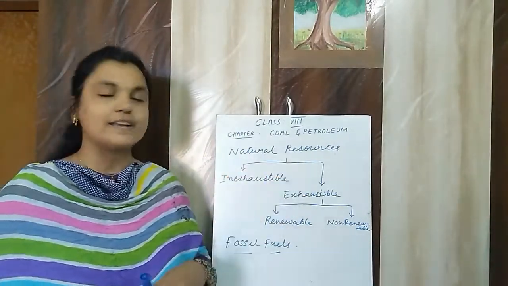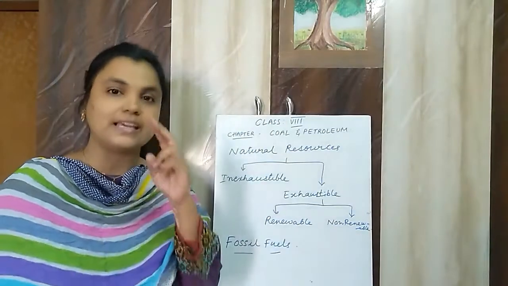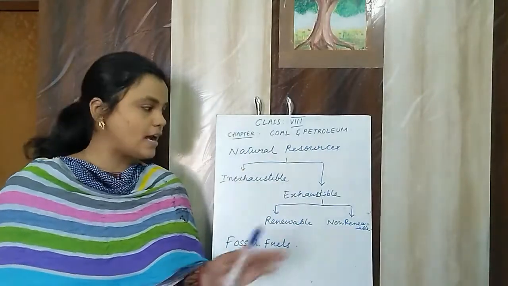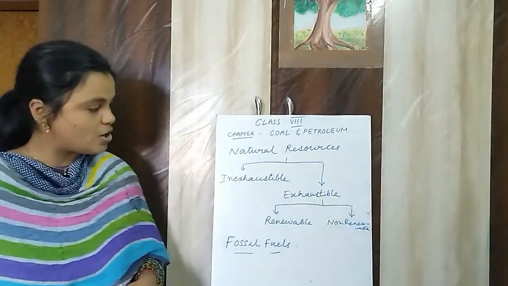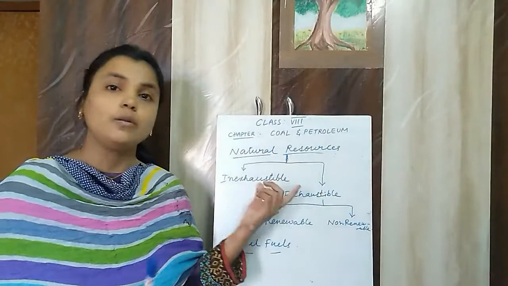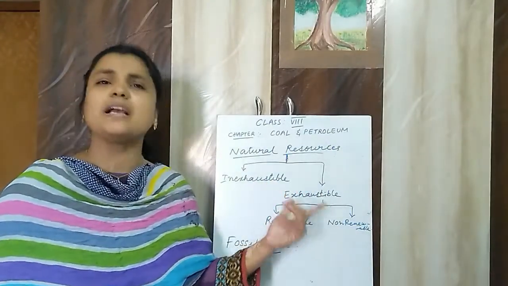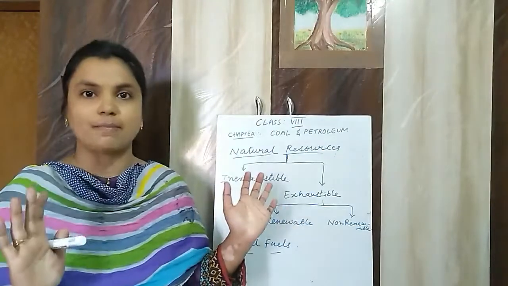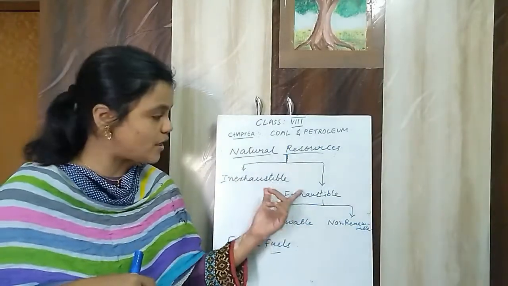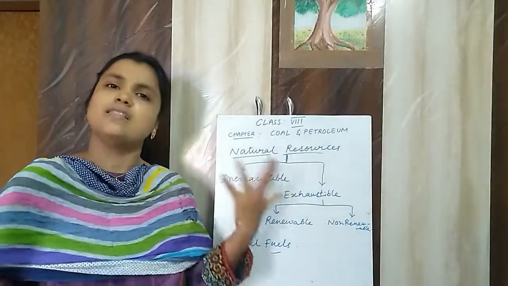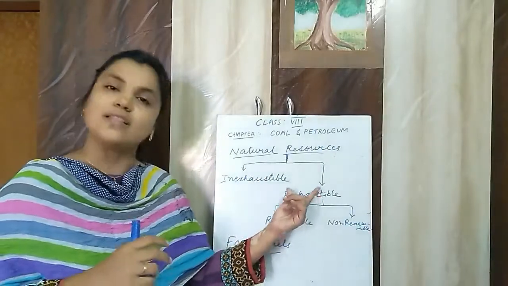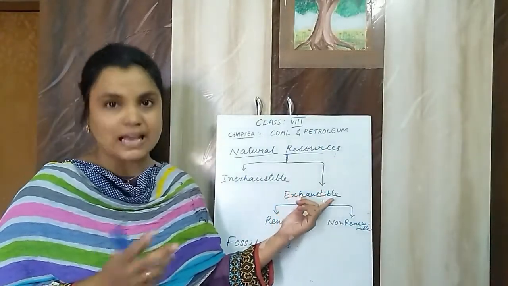Here you can see that natural resources are classified into two types, children: inexhaustible natural resources and exhaustible natural resources. The name itself indicates it. What do you mean by exhaustible? That means they become unavailable easily. They run out of supply. They are present in limited amounts, so that once we use them, we can't get them again. So they are called exhaustible. That means they will be unavailable to us. Once they are used up, they will not be there again to use.